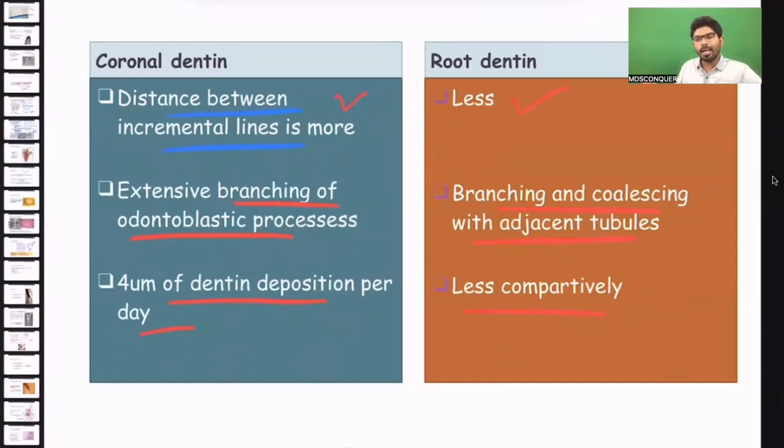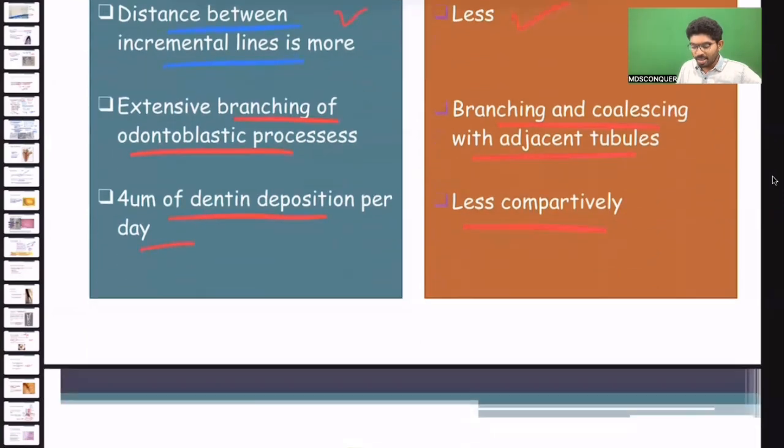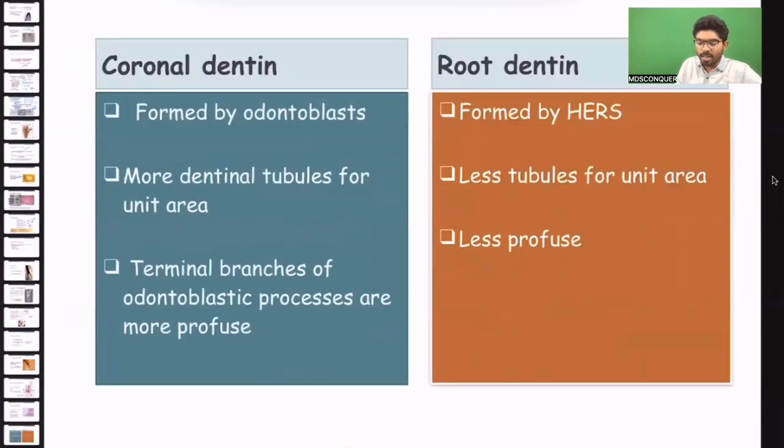Radicular dentin formation will be less. Formed by the odontoblast, root dentin is basically formed by HERS, because most of the root is formed by HERS, which contains the outer enamel epithelium and inner enamel epithelium. More tubules will be there in coronal dentin, fewer in radicular. Terminal branches of the odontoblastic process are more profuse in coronal dentin, and less profuse here.